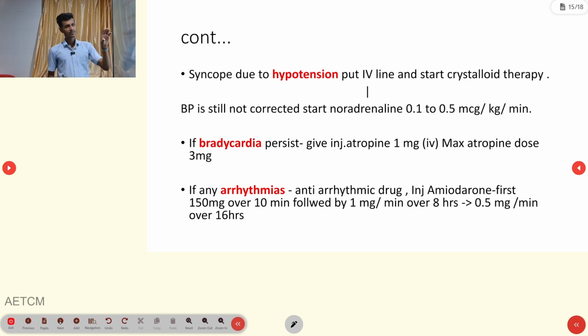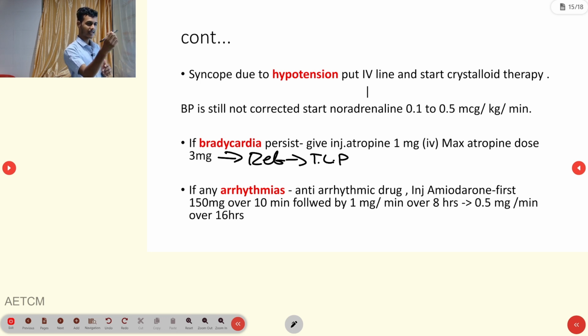Again, if the person has a syncope because of bradycardia, sinus bradycardia, then we can go with atropine 1 mg. The maximum dose is 3 mg. Still, if the person is refractory to this, then we can go with transcutaneous pacing. Again, if it is refractory, you can go with an infusion of dopamine and then epinephrine infusion. So those are the protocols for bradycardia.